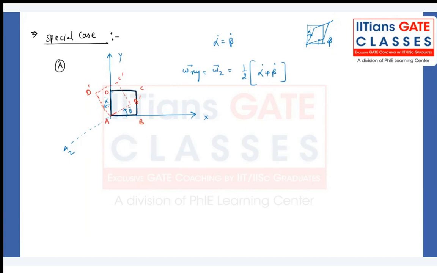So what can we write? Alpha dot is minus of beta dot, right? So omega xy can be written as half of 2 alpha dot, that is equal to alpha dot or beta dot. Is that clear? This is called the pure rotation case. What is the meaning of pure rotation, guys? When the fluid edges tilt in the same direction and equally, that is called the pure rotation case. Please make a note of it.